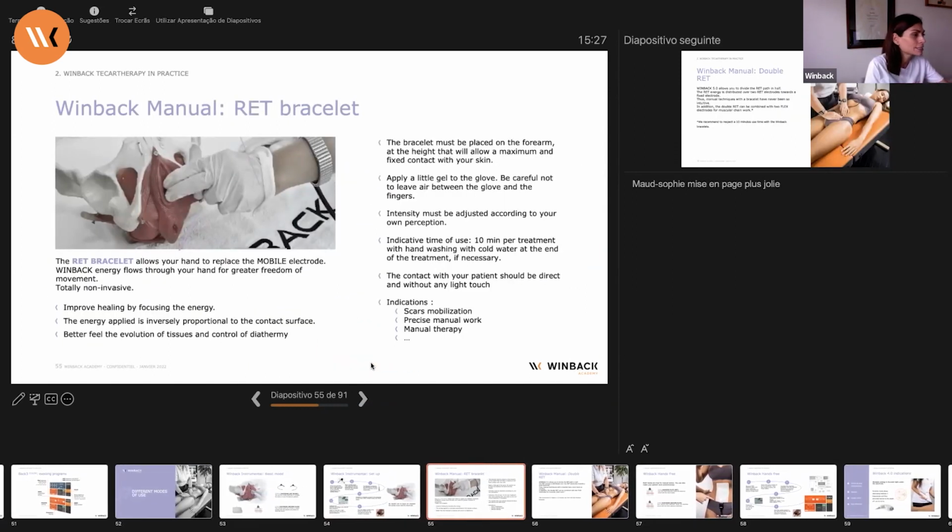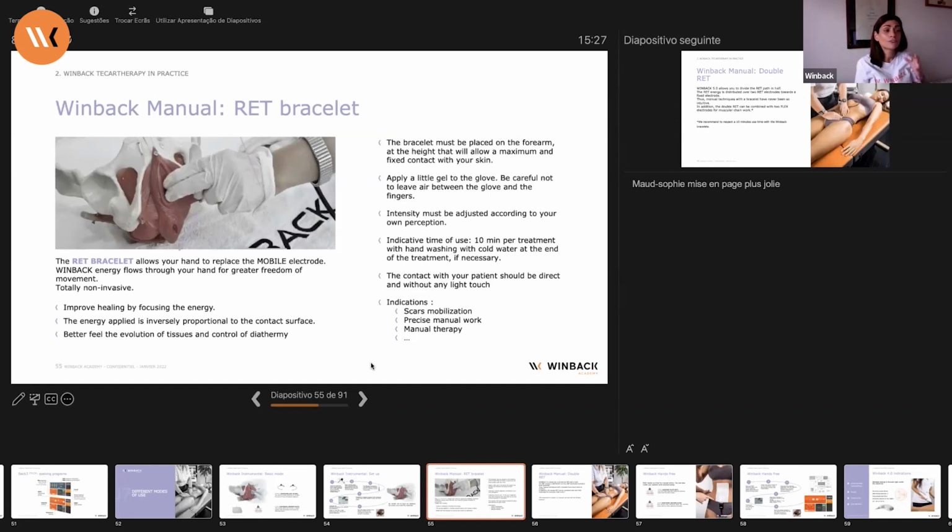So with the reds and the bracelets, how can we work? You just work with your manual techniques and you get like a superpower in your hand. The bracelet must be placed on the forearm and a little bit higher, at a height that will allow you the maximum liberty of movement and a fixed contact with your skin, okay? We have no problems to stretch the bracelet a little bit because it ensures good contact with you.